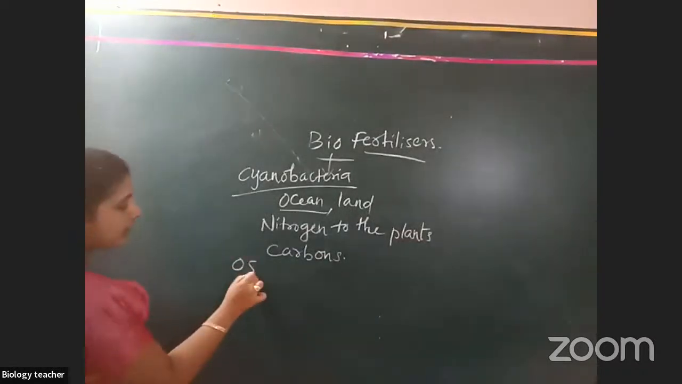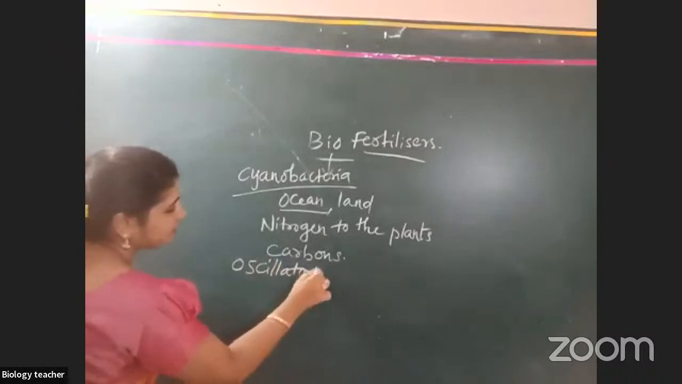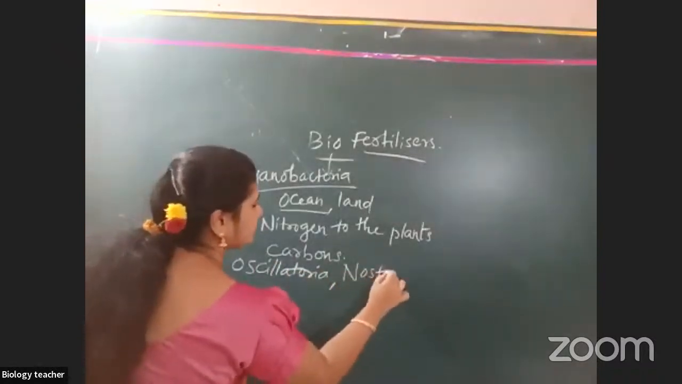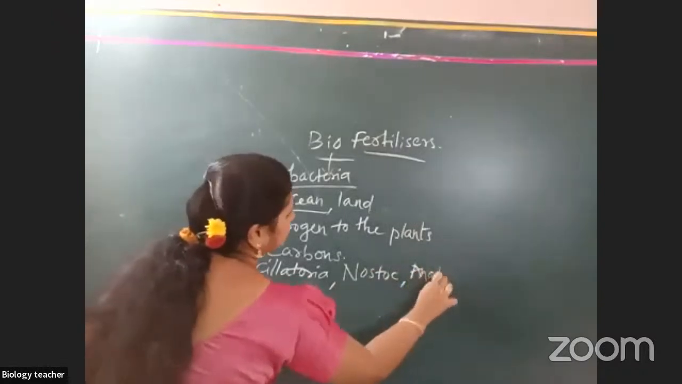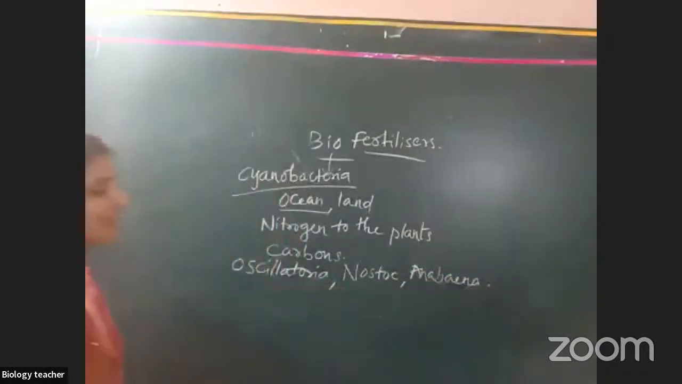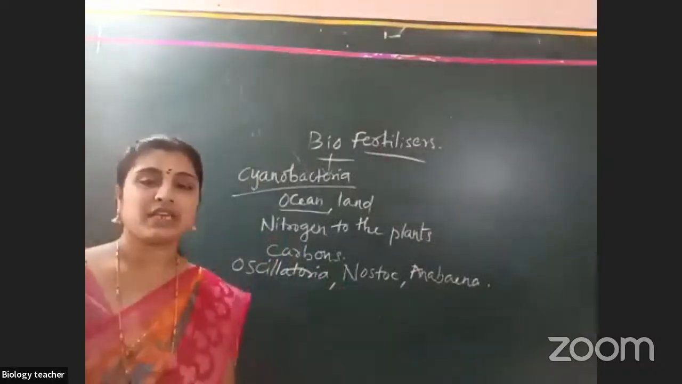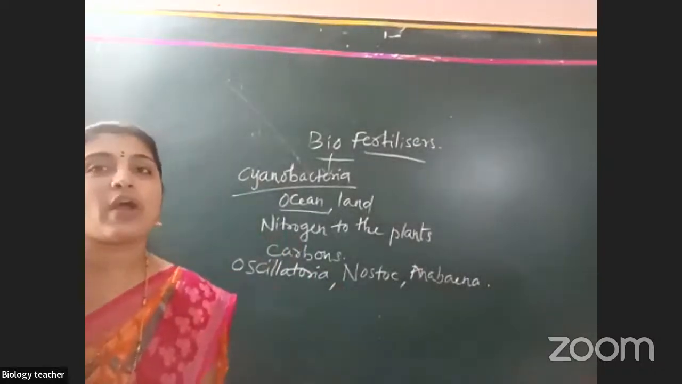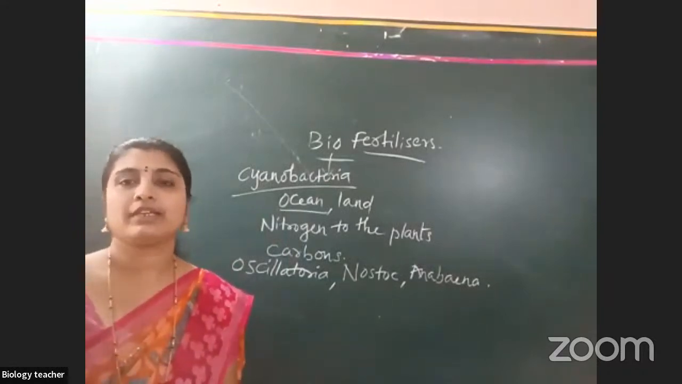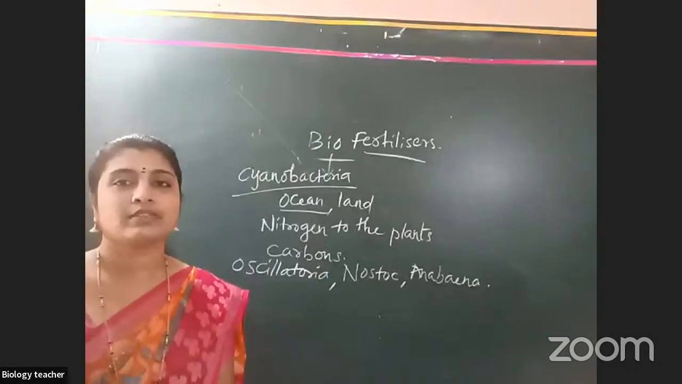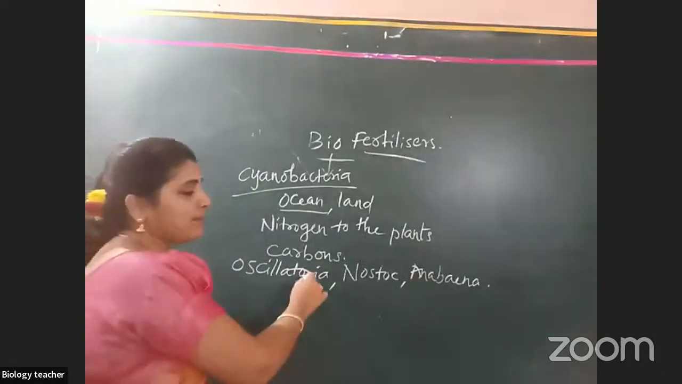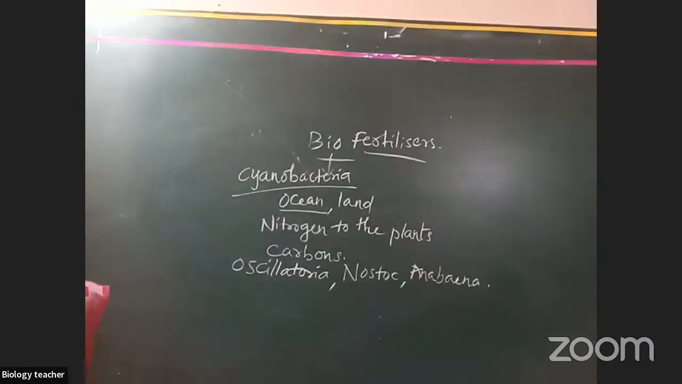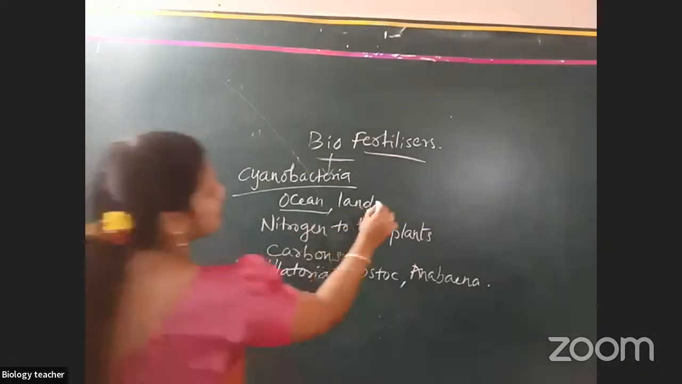Okay, what are the examples? Oscillatoria, nostoc, anabaena. Generally you will find the names of these microorganisms in the microorganisms part 2, soil fertility. In the state syllabus of your textbook, you will find these examples. Oscillatoria, nostoc, anabaena, rhizobium. So these all enhance soil fertility. These are used in the rice field.